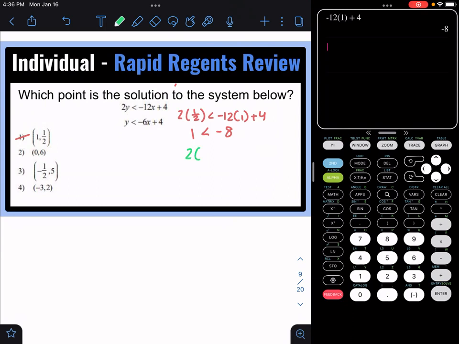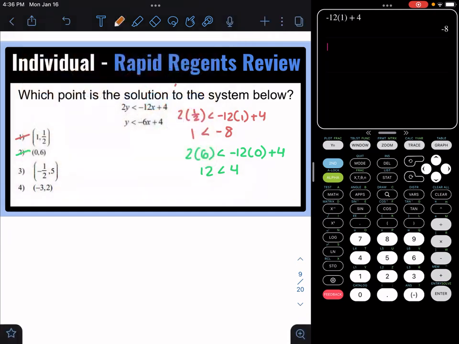2 times y, which is 6, is less than negative 12 times x, which is 0, plus 4. 2 times 6 is 12. Negative 12 times 0 is 0, plus 4 is 4. 12 is not less than 4, so that's not our answer.